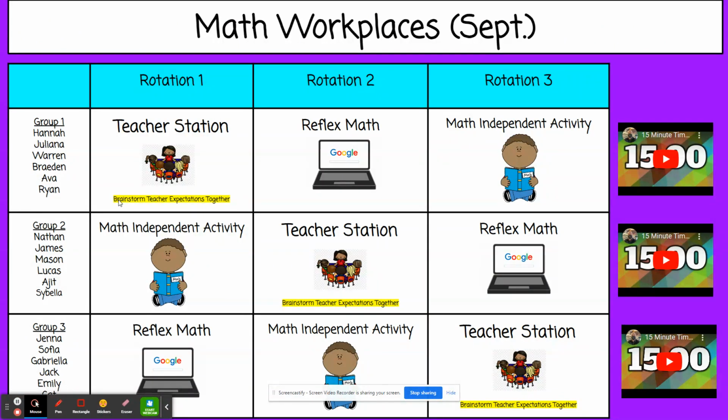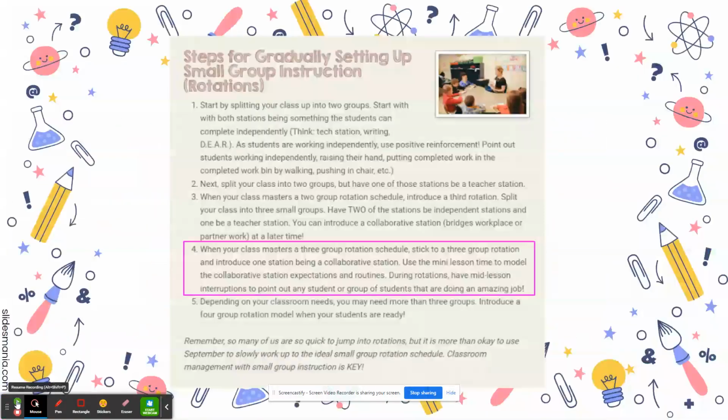And right here, if this was the very first teacher station you were doing in a rotation schedule, you can brainstorm the teacher station expectations together at each group as your teacher station.